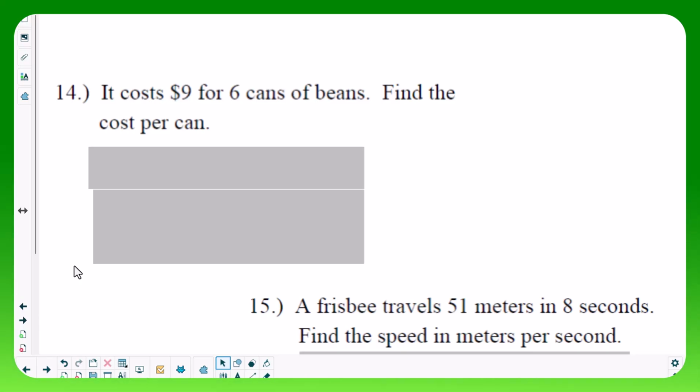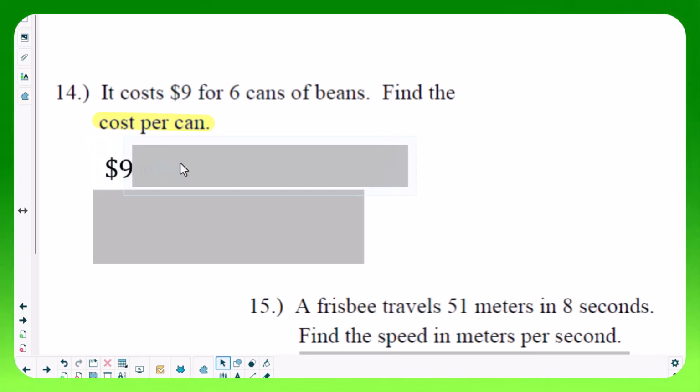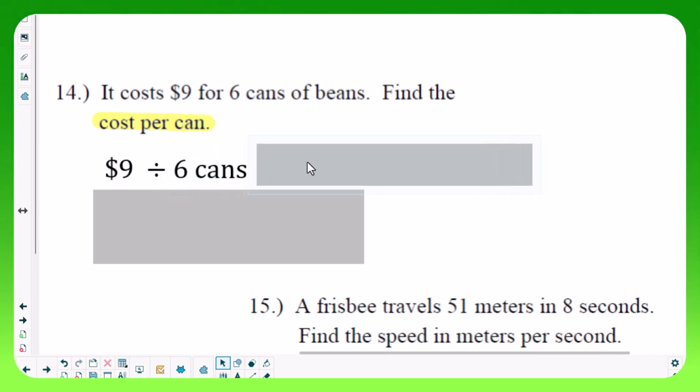Number 14, it costs $9 for 6 cans of beans. Find the cost per can. You're going to notice I'm highlighting what we're trying to find. That gives us a really good indication of how we divide and what order we divide. We want to take the cost of $9 and divide by 6 cans.